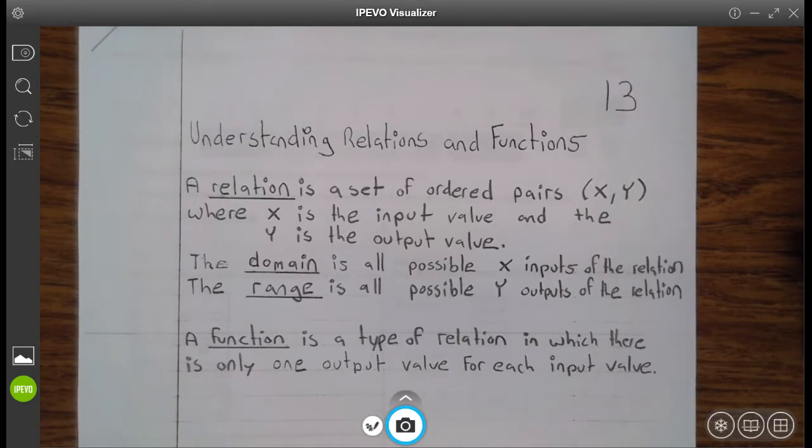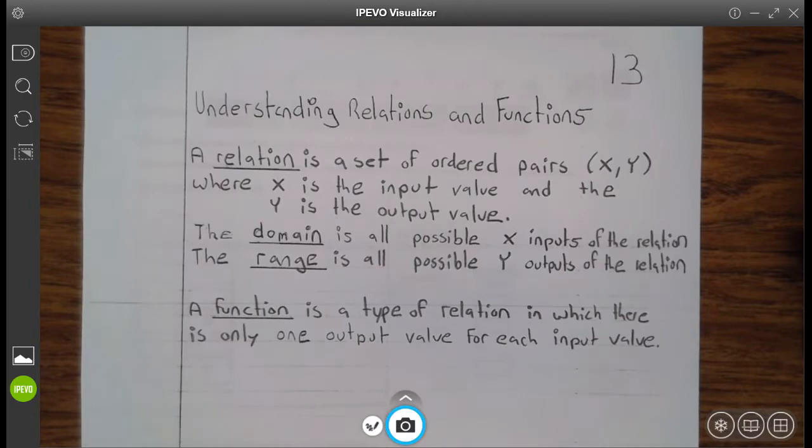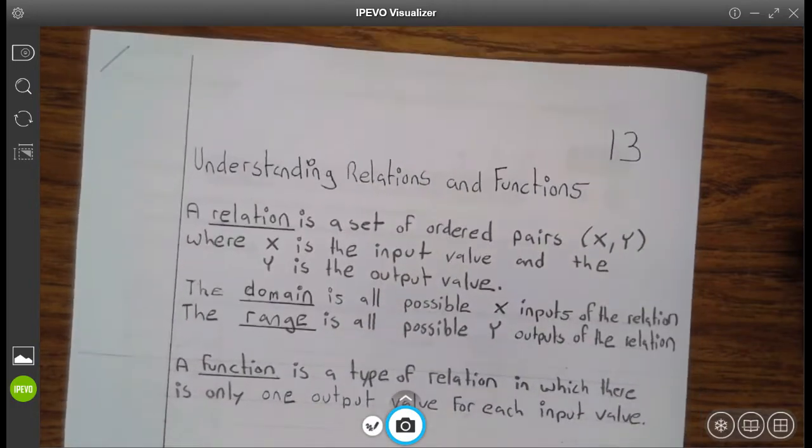A relation is a set of ordered pairs (x, y), where x is the input value and y is the output value. The domain is all possible x inputs of the relation. The range is all possible y outputs of the relation. A function is a type of relation in which there is only one output value for each input.